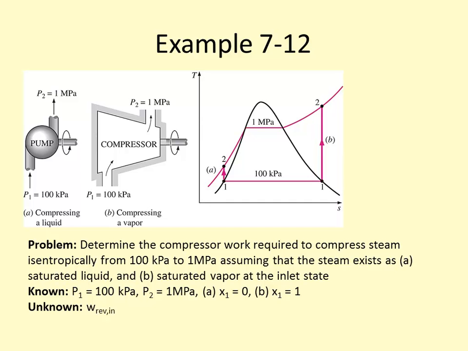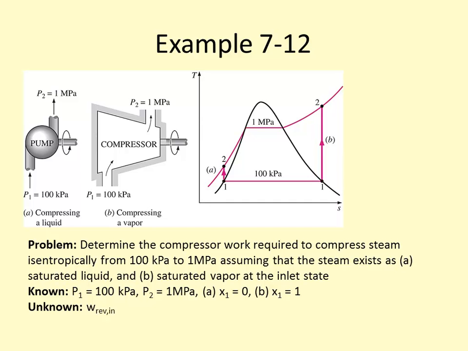So we just look at the property values that we found in our tables. H2 minus H1 is 3194.48 minus 2675.0 kilojoules per kilogram, or 519.5 kilojoules per kilogram.